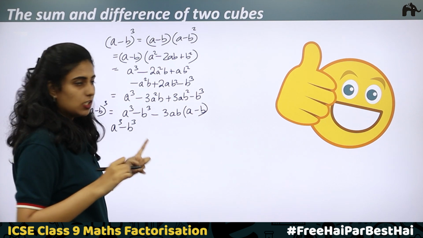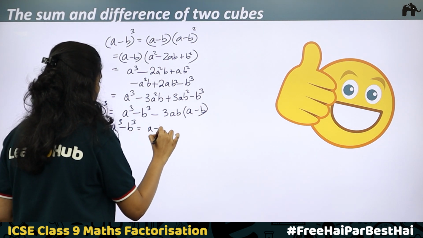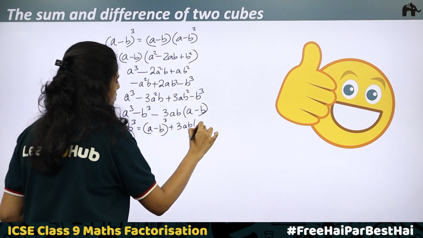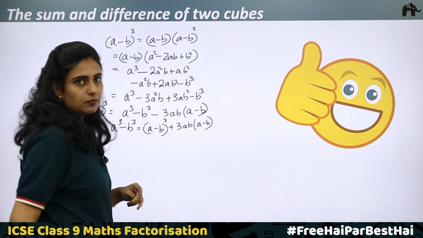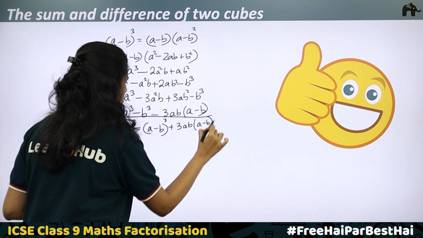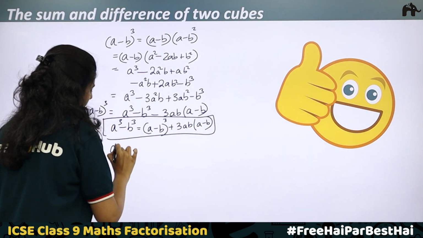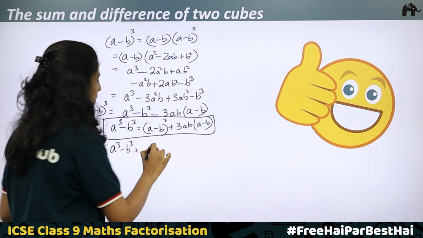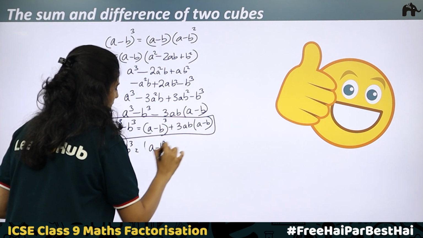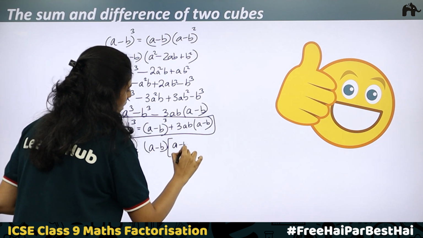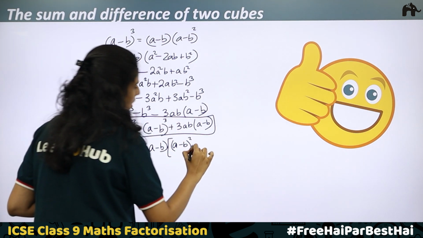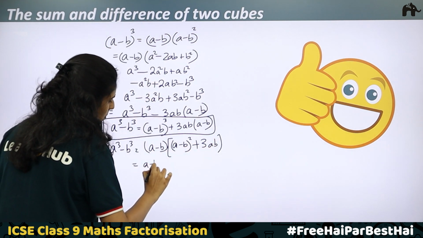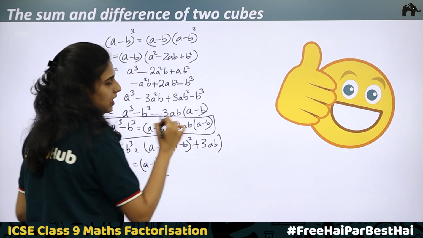a cube minus b cube will be equal to (a minus b) whole cube plus 3ab into (a minus b). This is a cube minus b cube. a cube minus b cube is equal to, here you can see (a minus b) is common, taking out the common factor (a minus b), remaining we are having (a minus b) whole square plus 3ab, which is equal to (a minus b) into (a minus b) whole square.